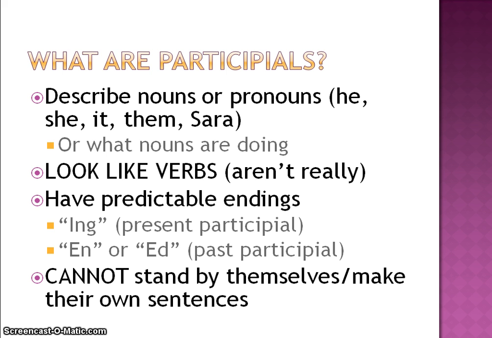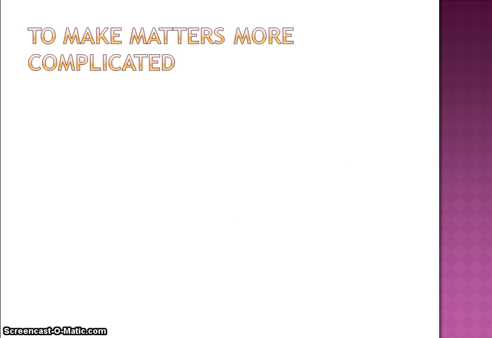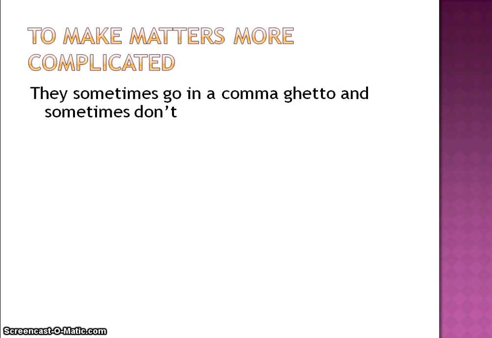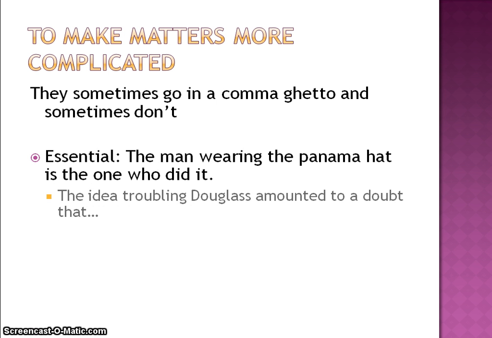Remember that appositives replace nouns. It's a noun in and of itself, but a participial describes the noun and looks more like a verb. To make matters more complicated, they sometimes go in a comma ghetto and sometimes they don't. So if the participial is essential, then obviously you're not going to put it into a comma ghetto, because when you put something into a comma ghetto, what you're telling your reader is that you can drop it, that it's non-essential.